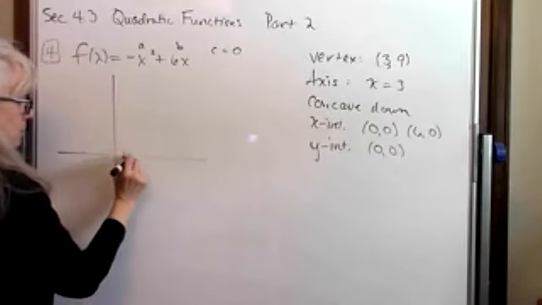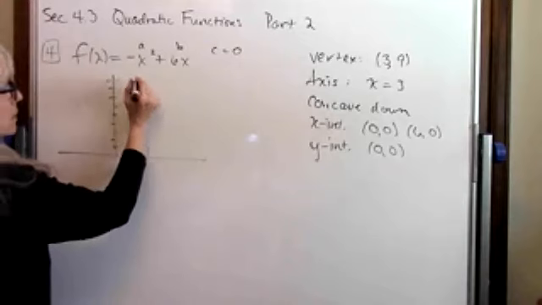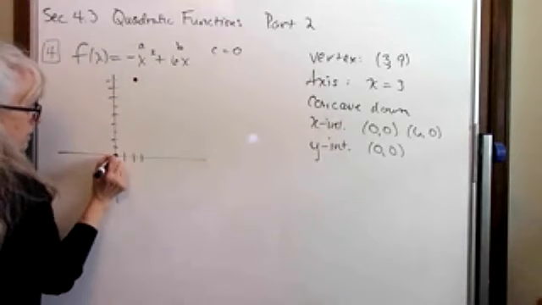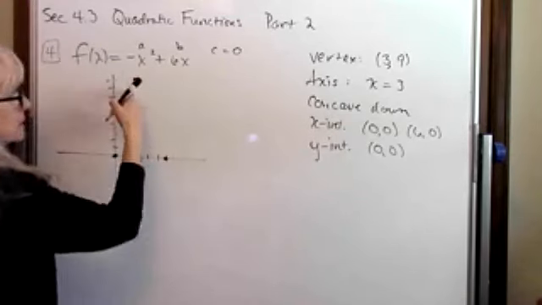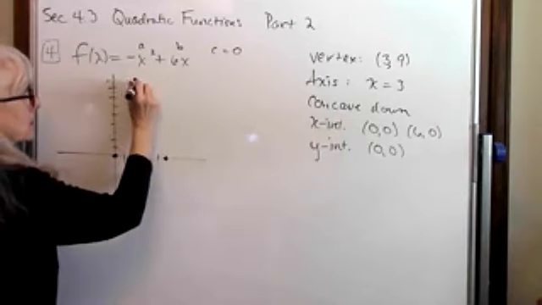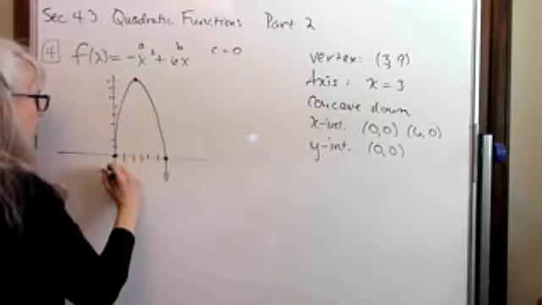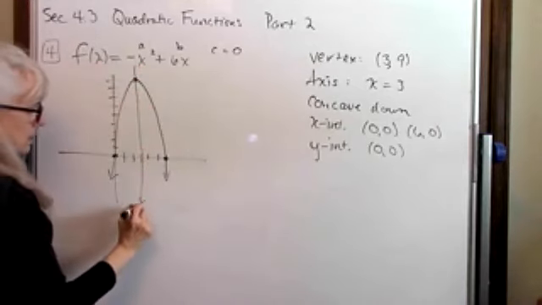We have 1, 2, 3, 1, 2, 3, 4, 5, 6, 7, 8. There's a vertex. We have an x-intercept at 0, 0, and then another one out here at 6. And hopefully this splits that distance, which it does. And we can see that yes, indeed, it opens down. The axis of symmetry is going right smack through the middle. It is that line x equal to 3.